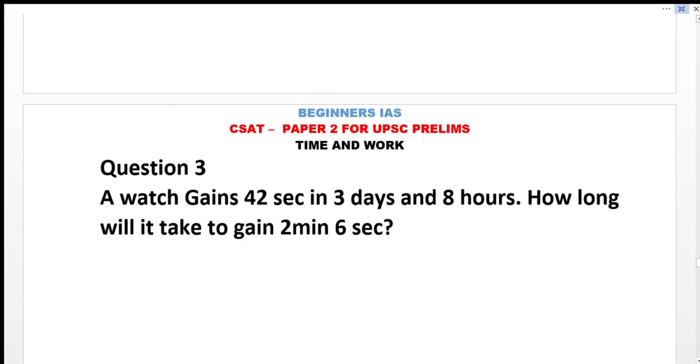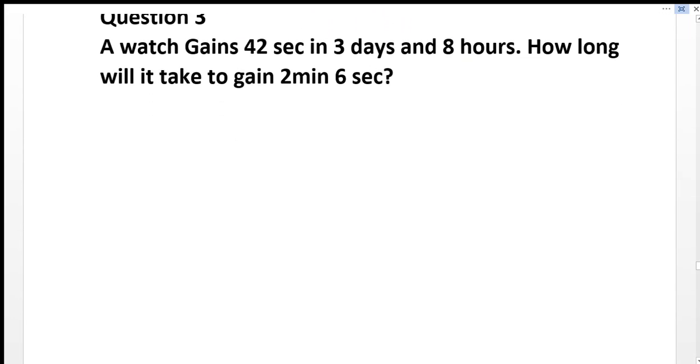See question number 3. A watch gains 42 seconds in 3 days and 8 hours. How long will it take to gain 2 minutes 6 seconds? Let us solve. The watch gains 42 seconds in 3 days and 8 hours. How long will it take to gain 2 minutes and 6 seconds? See, it's a simple concept, right? Simply we are going to use the arrow method.